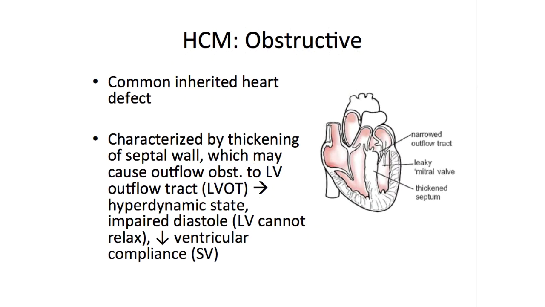Obstructive HCM is a common inherited heart defect. This is characterized by thickening of the septal wall, which may cause outflow obstruction to the left ventricle outflow tract. This results in a hyperdynamic state with impaired diastole and decreased ventricular compliance.